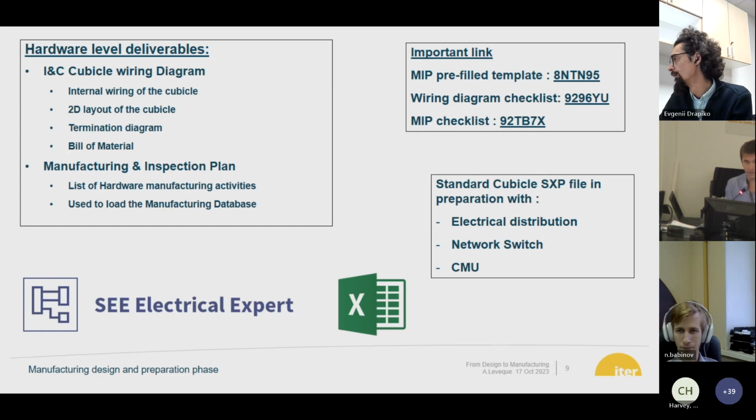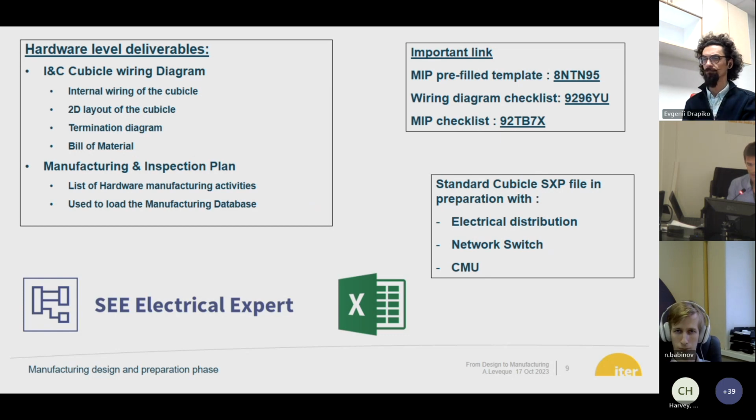We also need to know the termination diagram, which means each cable where people will have to connect them into your cubicles, and the bill of materials. This is the main point. A very important point: Ranjit, our SE Electrical Expert, is preparing a standard cubicle file which will already have embedded everything that is very standard, like the electrical distribution, the network switch, and the CMU. Maybe we'll add a few options. So you will be able to start from this version, and we will all have basically the same electrical distribution, and it will ease your work for passing the electrical inspection from the French certificate.